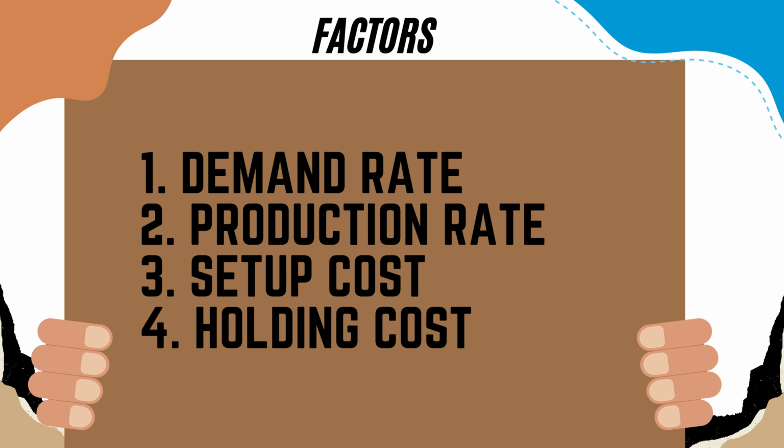3. Setup cost. This is the fixed cost incurred to initiate a production run, such as setting up machinery, training workers, and preparing raw materials. Higher setup costs encourage larger batch sizes to spread the cost over more units. 4. Holding cost. This is the cost associated with storing inventory, including storage space, insurance, and potential obsolescence. Higher holding costs incentivize smaller batch sizes to reduce inventory levels.